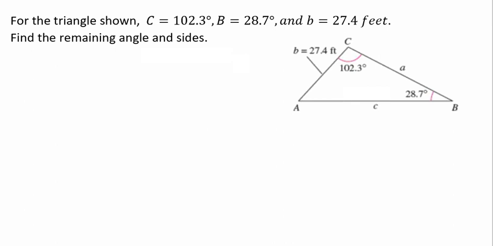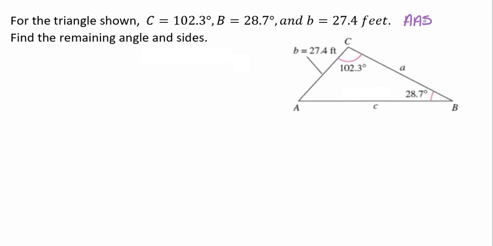In this video, we're going to find the remaining angle and sides for this triangle. So we see that we've been given two angles and one side. We've been given an angle, side triangle, basically. Now, we're not going to be able to use sine or cosine or tangent or anything like that on this because it's not a right triangle. This is an oblique triangle.